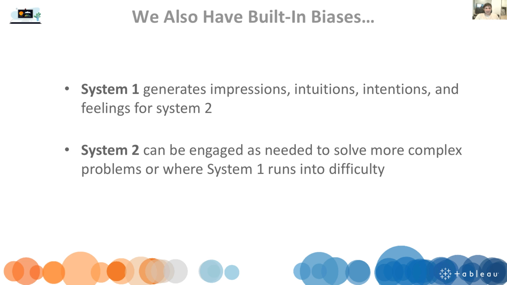System 2 can be engaged as needed to solve more complex problems or where system 1 runs into some sort of difficulty. It should be noted that we spend most of our time in system 1, in which we think fast. Only if we encounter something unexpected or if we make conscious effort, we will engage in system 2, where we think slowly with focused attention.